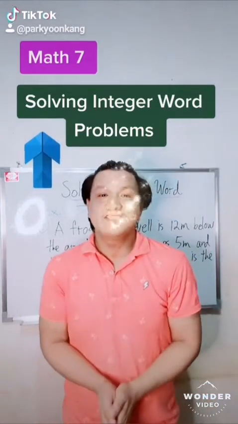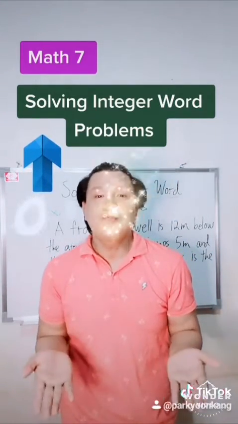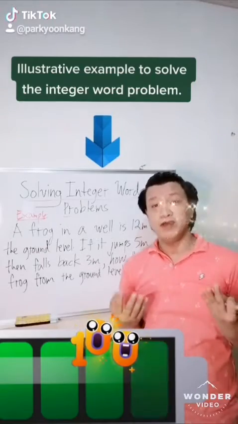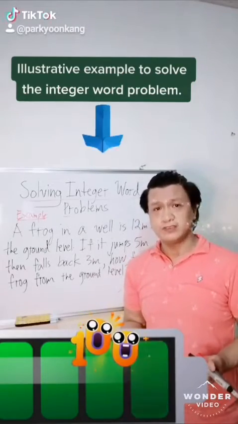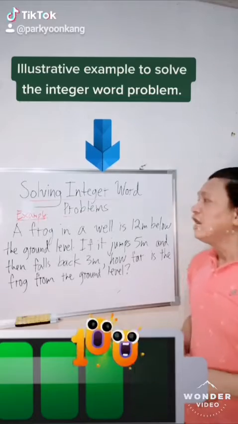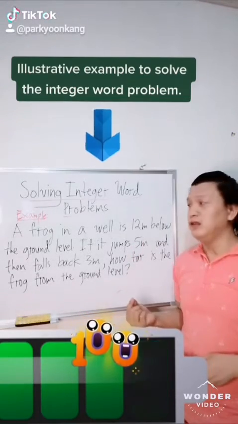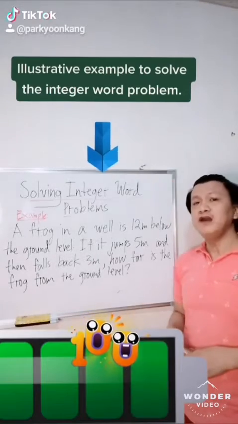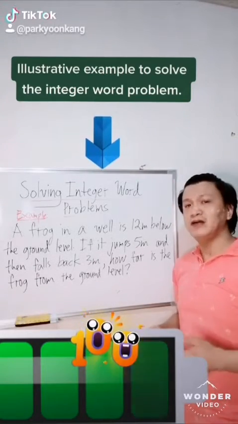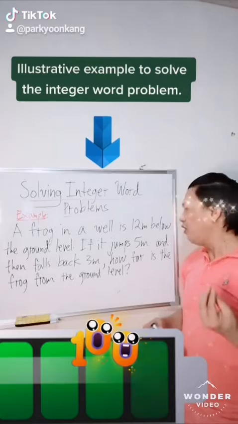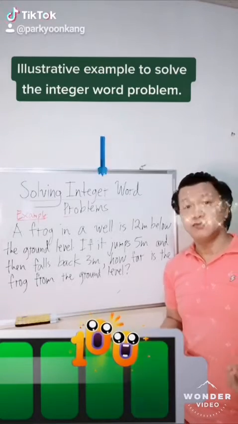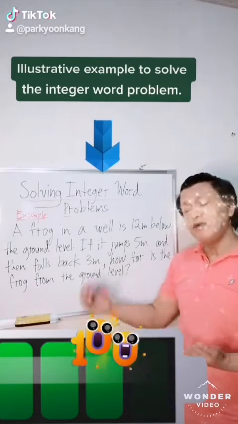Today we are going to discuss solving integer word problems. The concept of integers. So how are you going to do that? So let's do example 1. A frog in a well is 12 meters below the ground level. If it jumps 5 meters and then falls back 3 meters, the question is how far is the frog from the ground level? How are you going to solve this kind of problem?